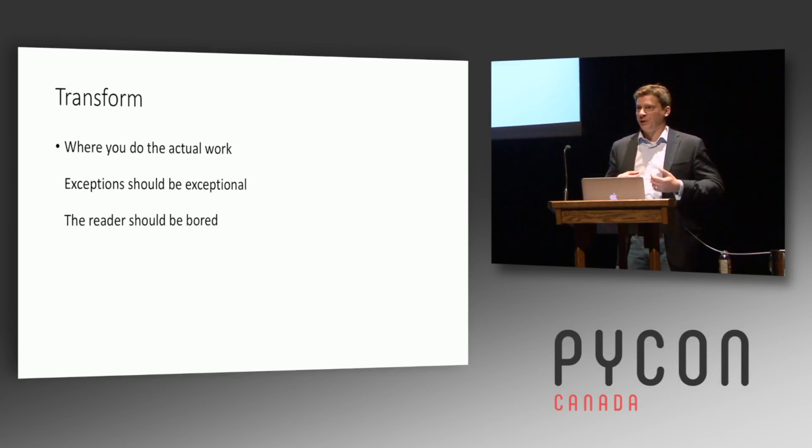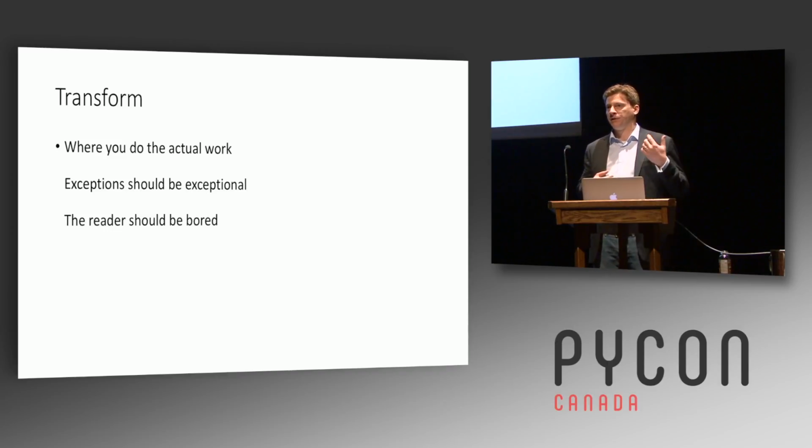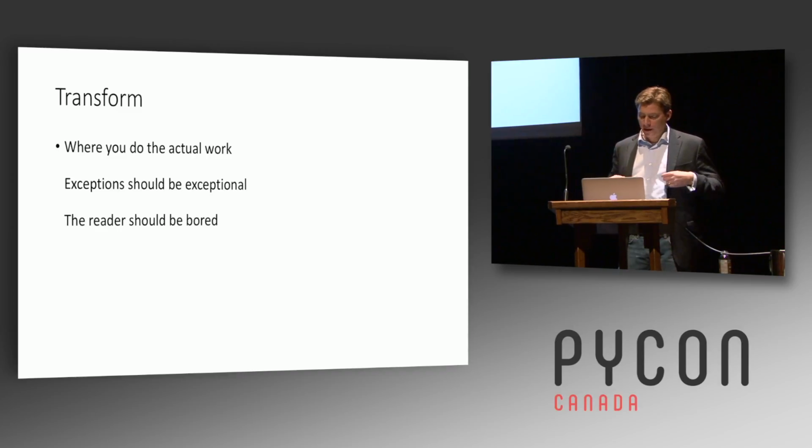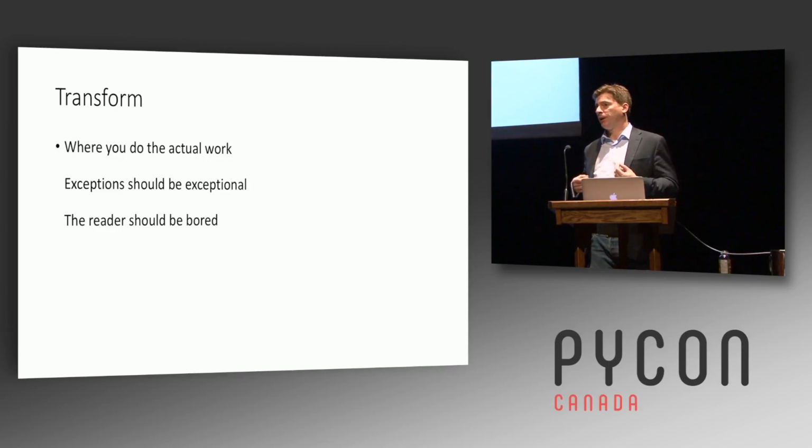Transform is just where you do the actual work. Say you have a list of people and a list of addresses, and you want to collate the two so addresses get people. At this point, you've already done the validation. So exceptions should be more exceptional. If something goes wrong, something's less likely to go wrong, and you should be very loud about it when it does. And at this point, the reader should be almost bored. Nothing should be surprising at this point.